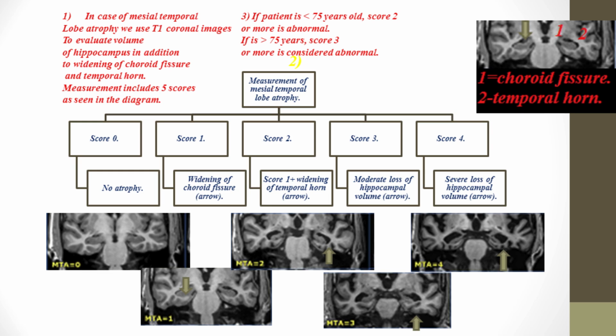If the patient is less than 75 years old, score 2 or more is abnormal. But if the patient is more than 75 years old, score 3 or more is considered abnormal.